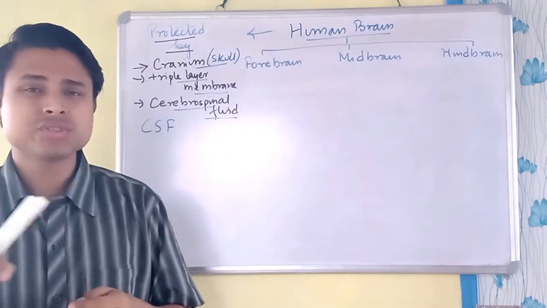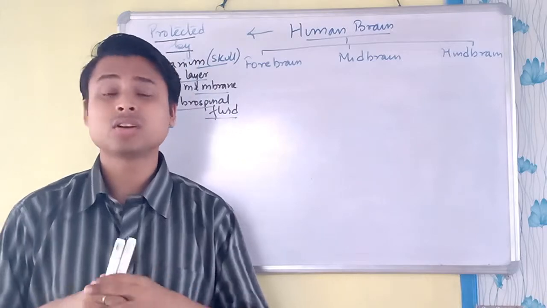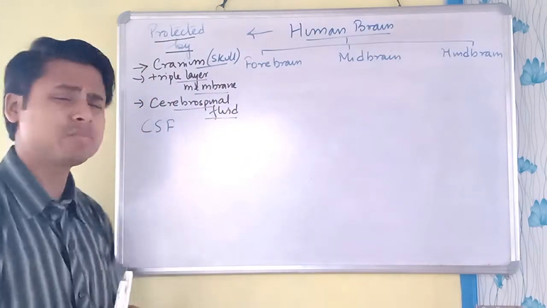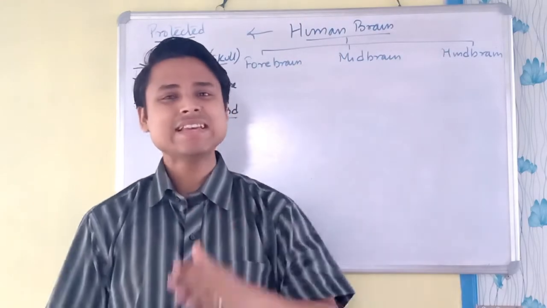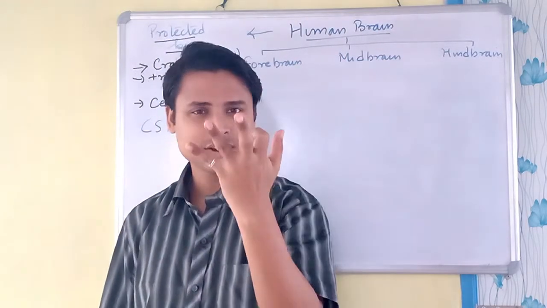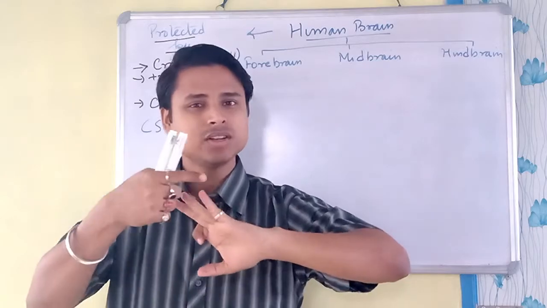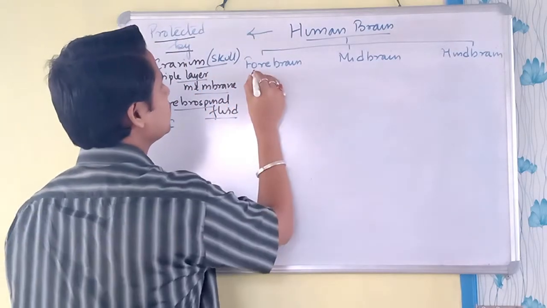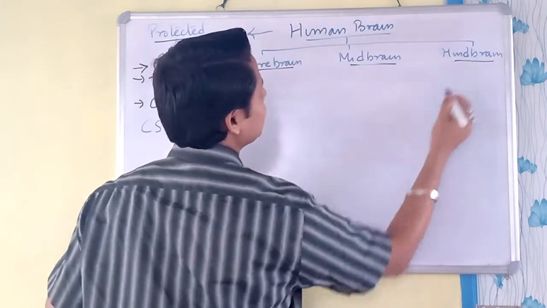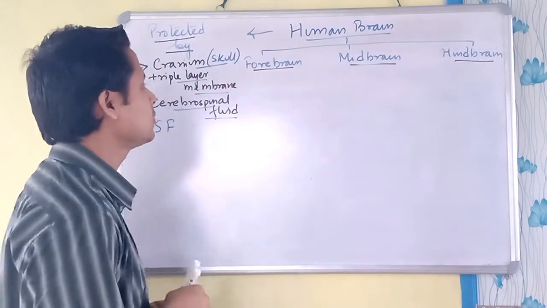It is not getting touched with the surface, so that it will not burst out. Likewise, the brain is getting protected with these 3 layers. Now, the brain is divided into 3 categories, right? It has been divided into 3 parts: forebrain, midbrain, and the hindbrain, right?